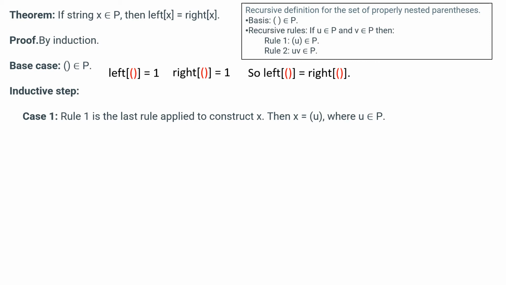Remember, if we used Rule 1, we would have started with something that was already in the set P, and then put parentheses around it, because that's what Rule 1 says. We would have put parentheses around it, and we would then be assured that that is an element of P. So we need to know if we do that.